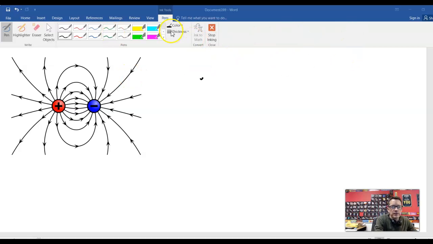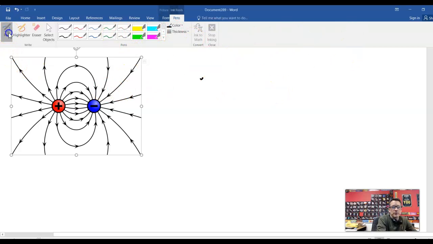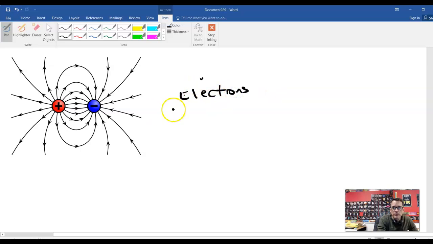Really quick test review. I'm going to try to go through it as quickly as we can. We've already gone over all of this, so nothing new here. When we first start talking about electricity, we need to make sure we're talking about electrons.